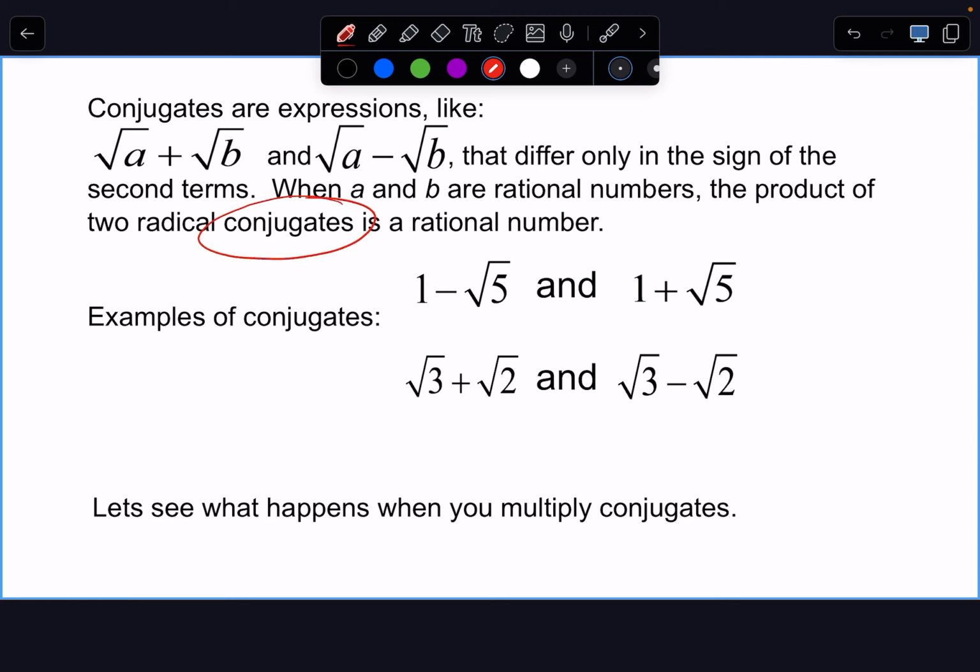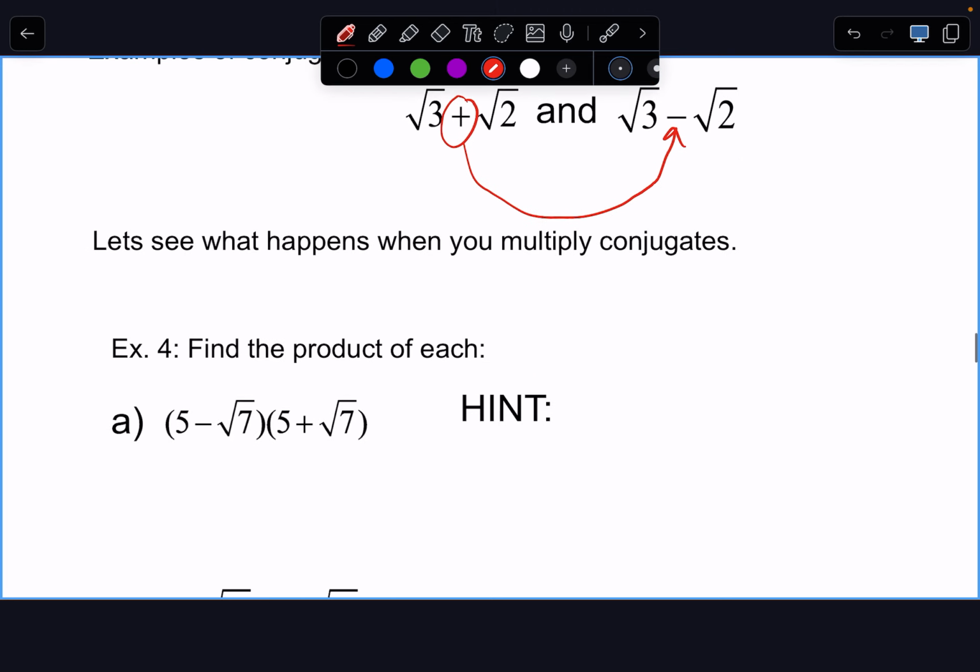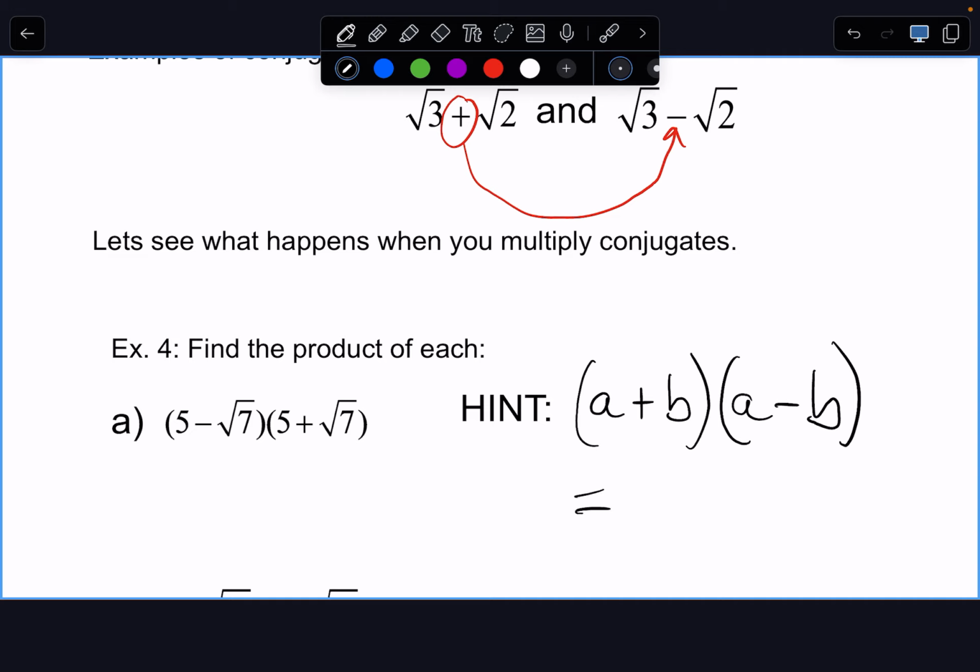Conjugate's very easy to find. 1 minus square root of 5, the conjugate would be 1 plus square root of 5. You literally change the middle sign. Square root of 3 plus square root of 2 literally would become square root of 3 minus square root of 2. You just change the sign. Why does this help? Well, if we go back in time to chapter 6, we learned that when you multiply an A plus B times that same exact A minus B, it's a difference of squares, you get the first term squared minus the second term squared. So this would be A squared minus B squared.